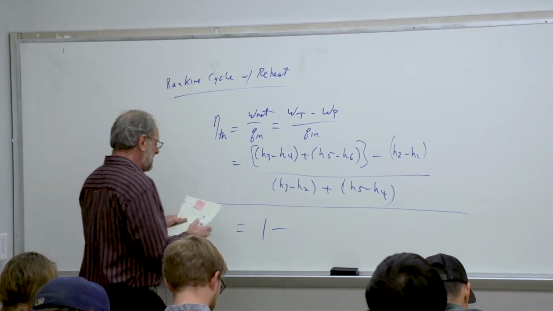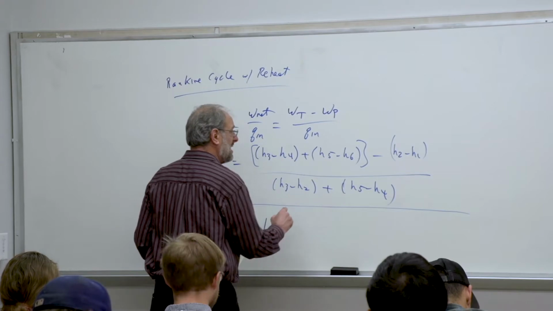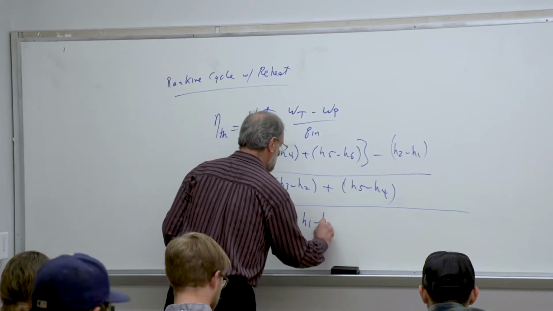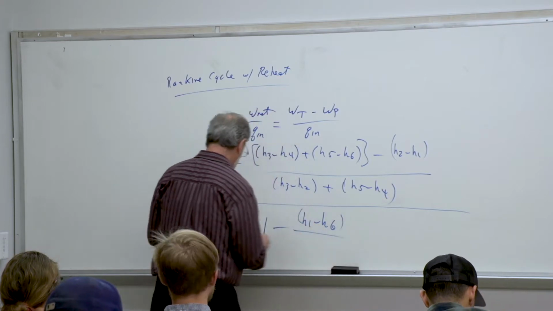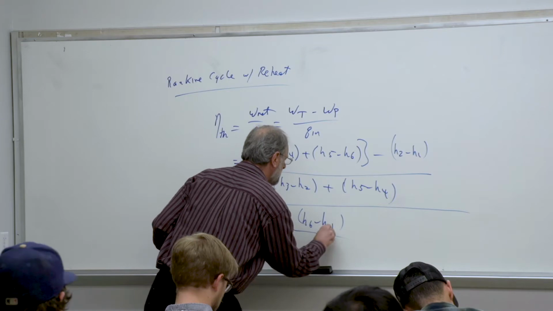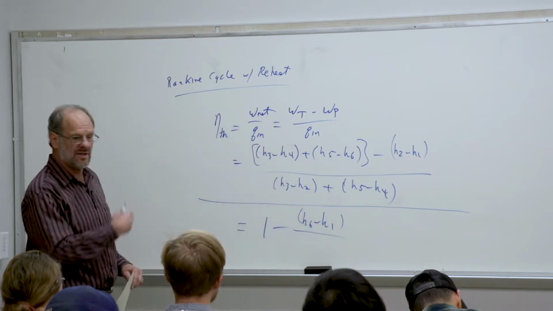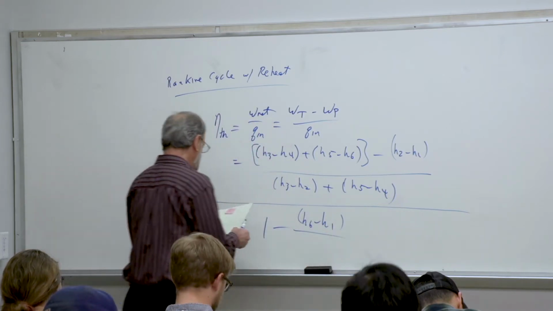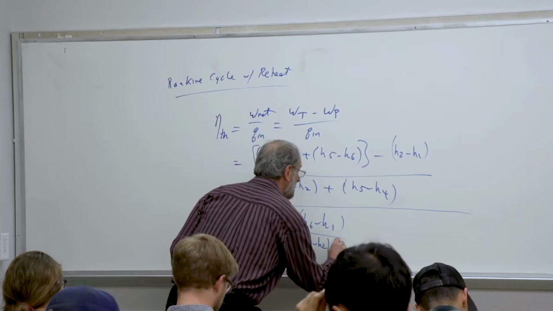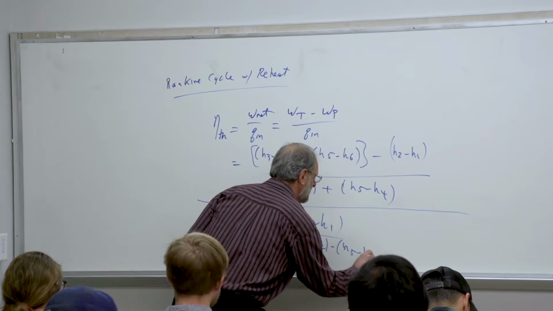And then all that's left in the numerator is an H6 and an H1 term. So we're going to have minus H1 minus H6. I'm sorry, H6 minus H1. So that's going to be the numerator. And then the denominator is the same as we have above. So there's still an H3 minus H2 plus H5 minus H4.